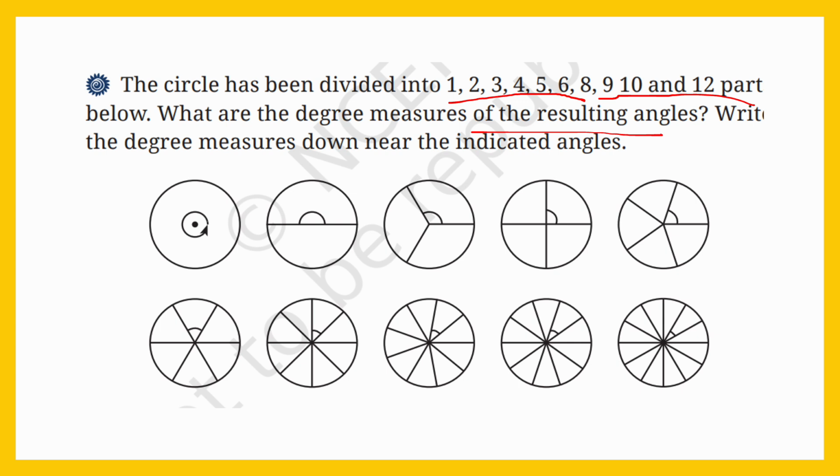That we will do. So, the circle is divided into 1 part, 2 parts, 3 parts, 4 parts, then 5 parts, 6 parts, not 7, then 8 parts, 9 parts, 10 parts and 12 parts. We have to find the degree measures of the resulting angles, and write the degree measures down near the indicated angles. We will do.